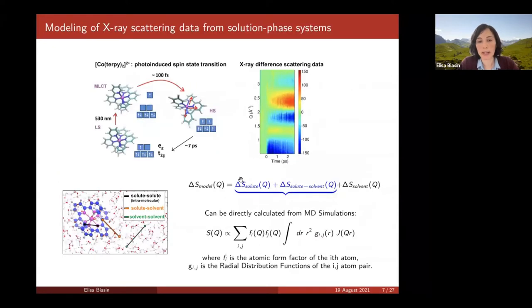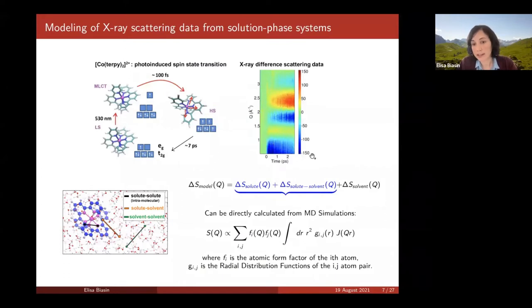I'm going to exemplify this with an example in which we photoexcite a cobalt terpyridine molecule in solution. Photoexcitation leads to the population of a high spin state of the molecule, in which the cobalt-nitrogen bond lengths are supposed to expand. And you can see the measured X-ray data set here.